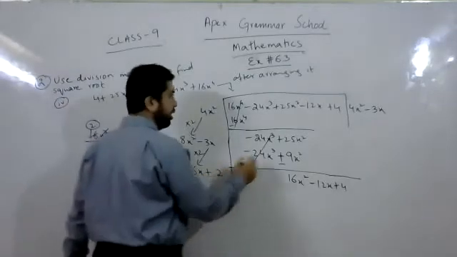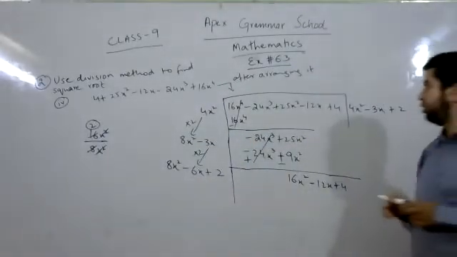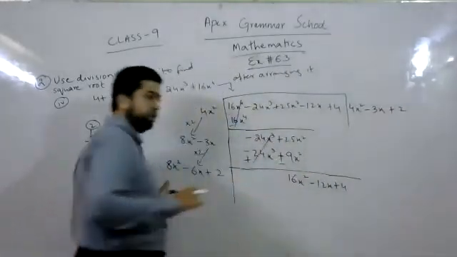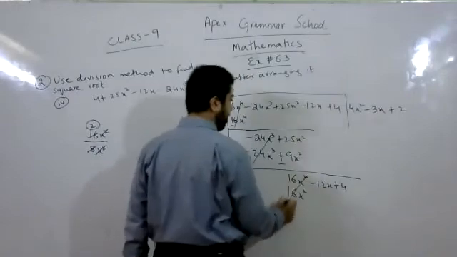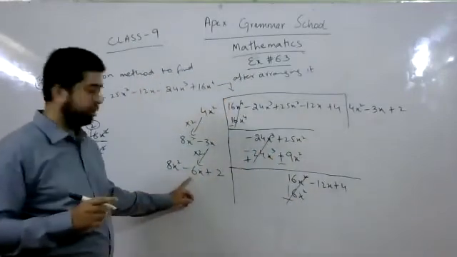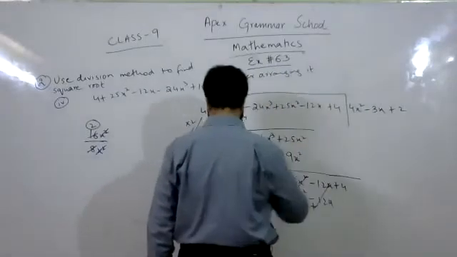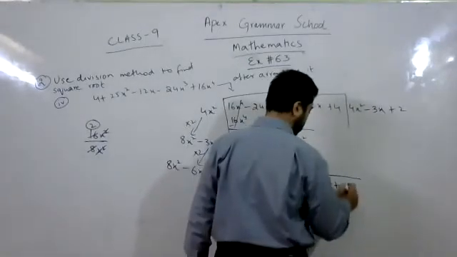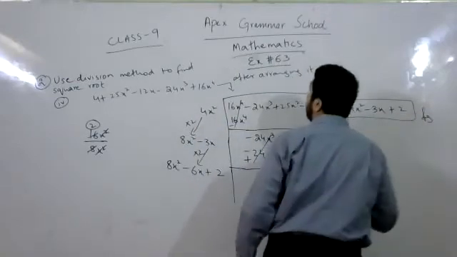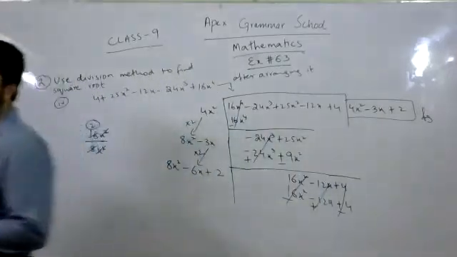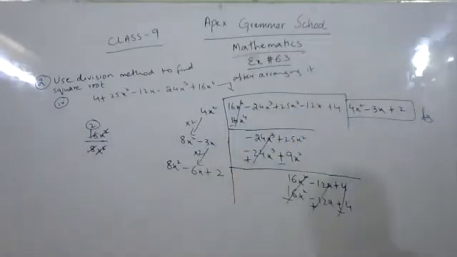Plus 2 will be here, and plus 2 will be here. This 2 will make it: 2 8s are 16x square. Cancel it. 2 into minus 6, minus 12x. 2 2s are 4. Cancel it. Now this is your answer. Again, these questions are simple. Now the last part is again this, but we need to solve it.